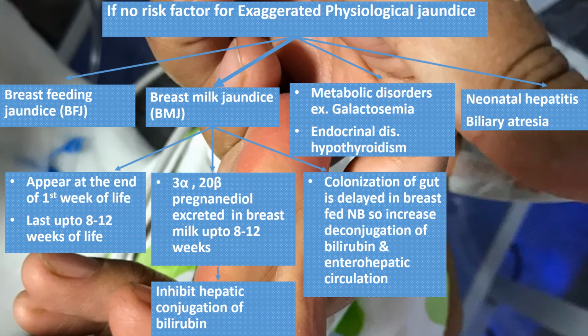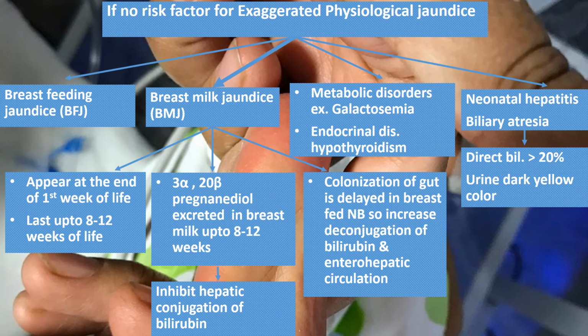And if it is also not there, then rule out neonatal hepatitis and biliary atresia. In this, mainly direct hyperbilirubinemia will be there, direct bilirubin more than 20%, and you will find dark urine color which even stains the diaper, and stool can be clay color. It is persistently clay color in biliary atresia while intermittently clay color in neonatal hepatitis.